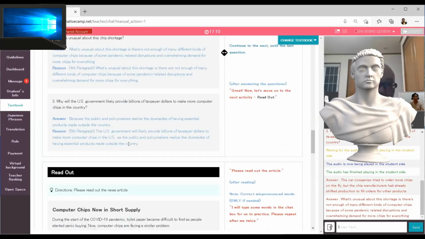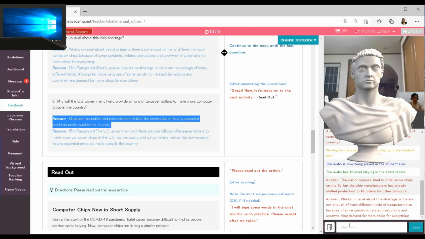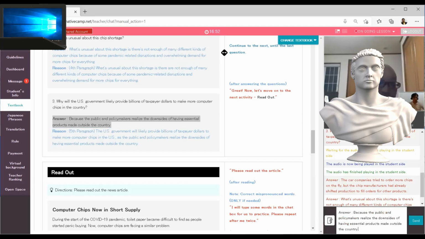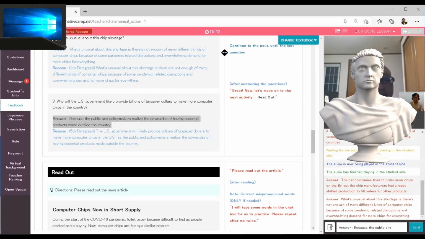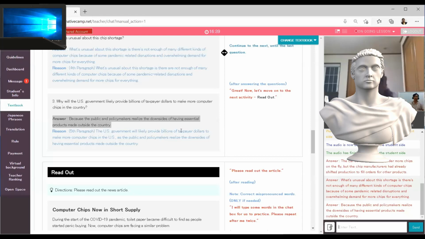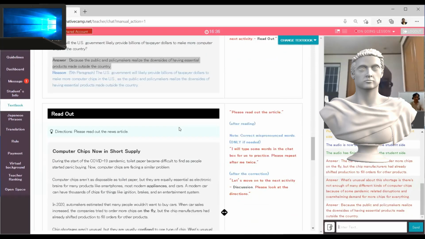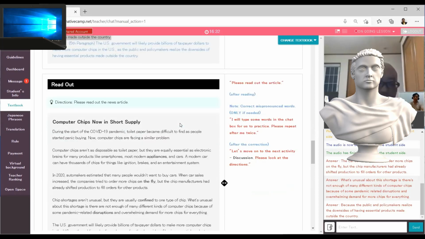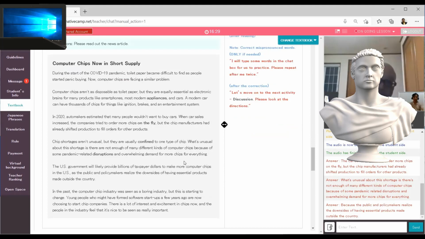Okay, very good. And the last question, why will the US government likely provide billions of taxpayer dollars to make more computer chips in the country? Because the public and policymakers realize the downsides of having essential products made outside the country. Yes, all right, very good. That's right. Wow, perfect. Okay, so now let's move to the read out part. Please read out the article. Are you ready? Yes, I'm ready. All right, please start.